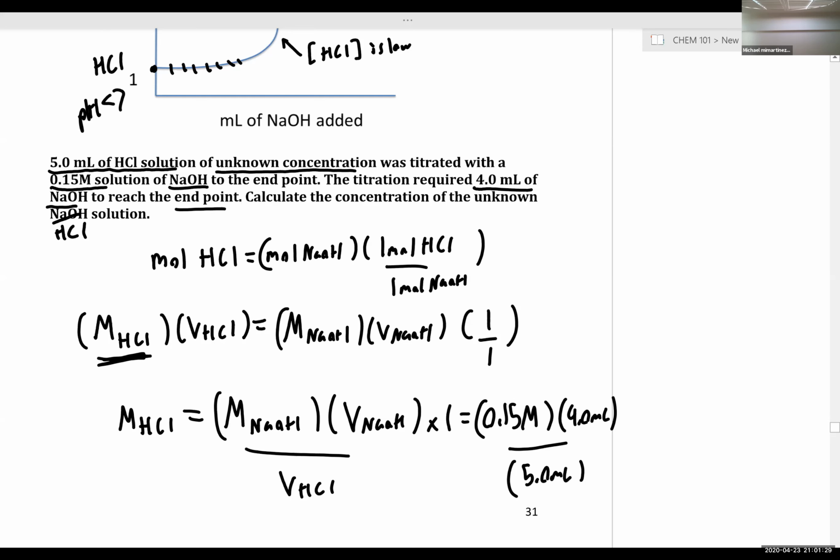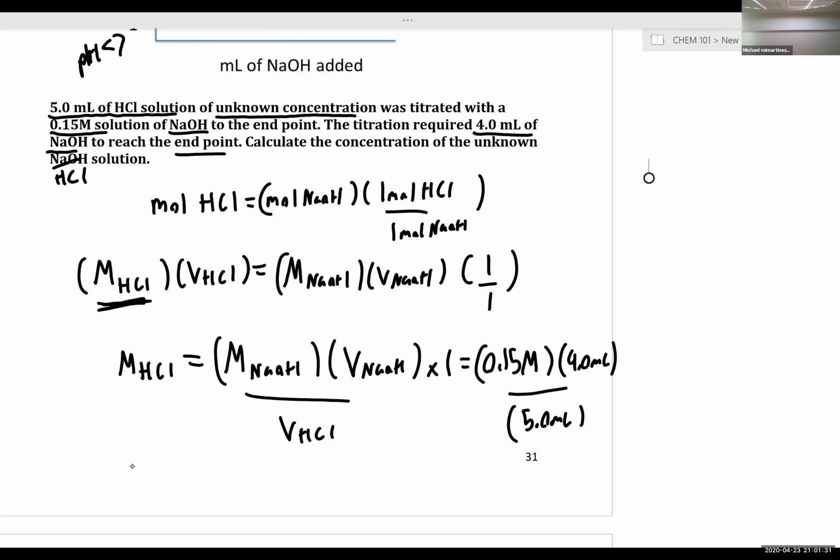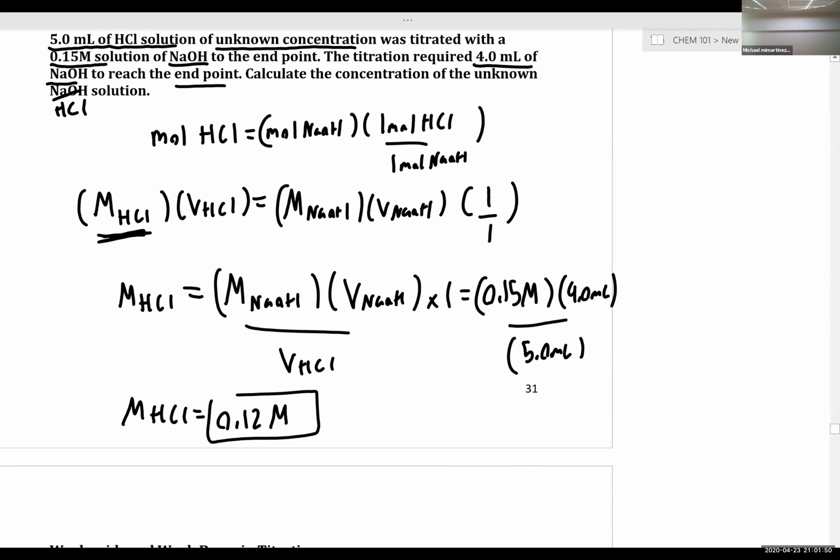Okay, now all we have to do is punch that into our calculator and we get the molarity of HCl is 0.12 molar. Does this make sense to everyone? Is everyone comfortable with this type of problem? Okay, perfect. So let's keep going now.